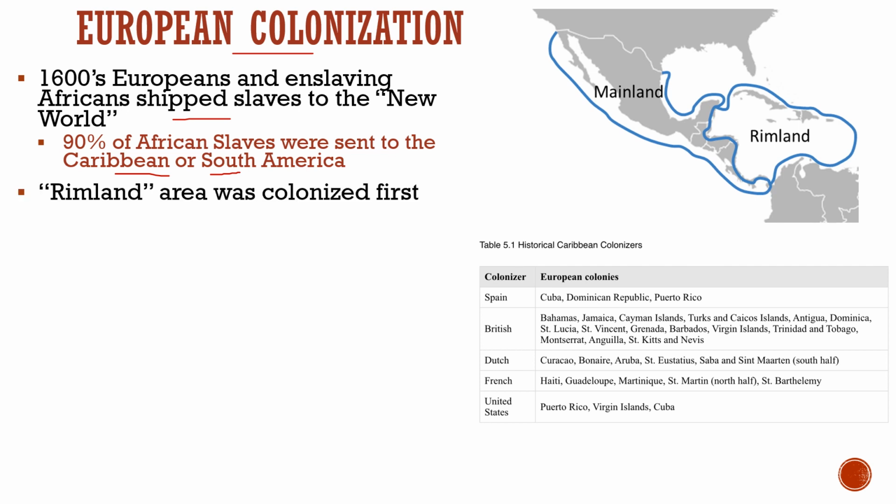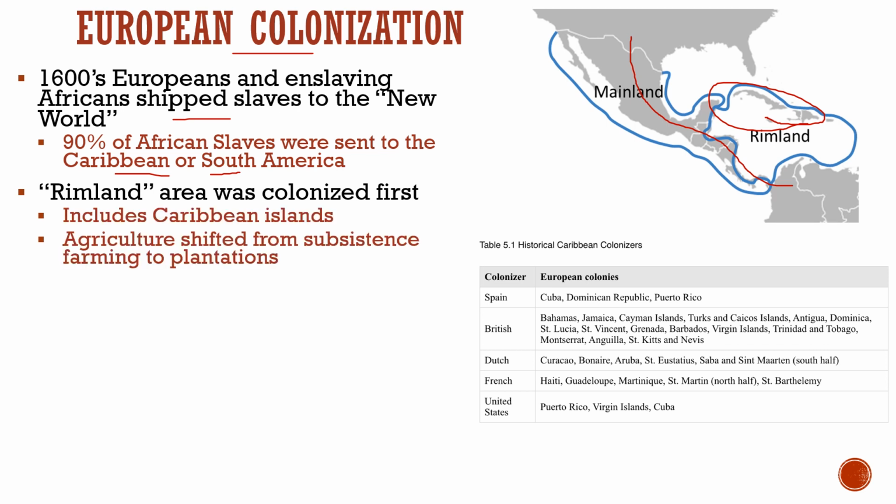So the rimland, so we have the mainland, which is everything connected between North and South America, but then the rimland would be all of the islands and the Caribbean islands. So that rimland, just due to its proximity, was actually colonized first. So it includes those Caribbean islands.